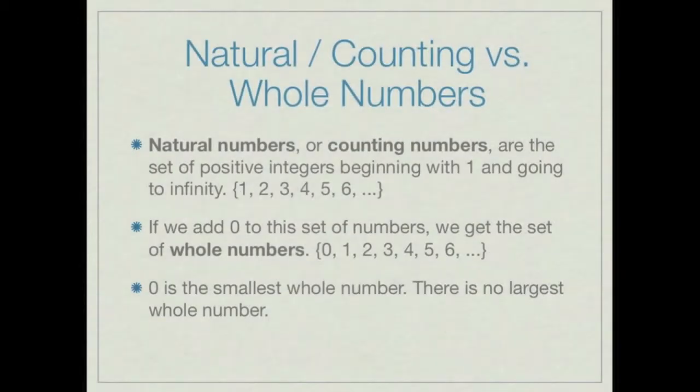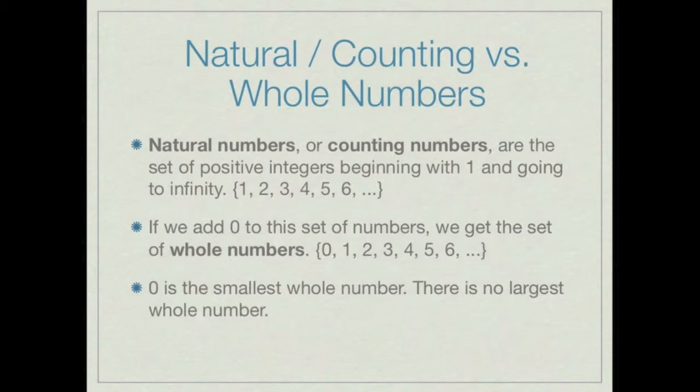So first up, it's natural and counting versus whole numbers, and it's really simple. Natural numbers are also called counting numbers. They're interchangeable, and they're the set of positive integers beginning with 1 and they go on to infinity. So, like you would normally count, 1, 2, 3, 4, 5, 6, and so on.